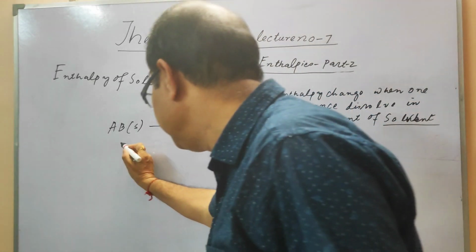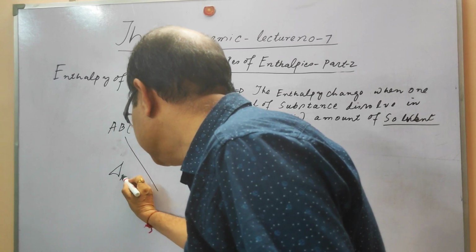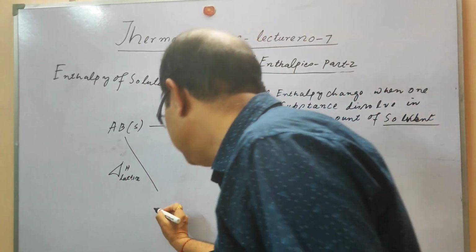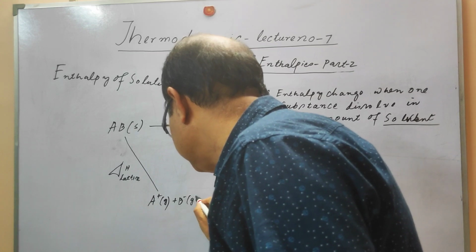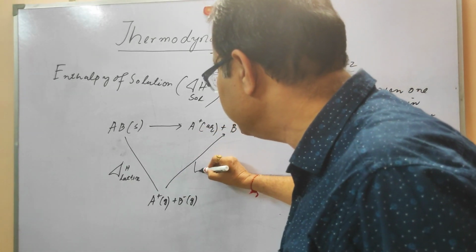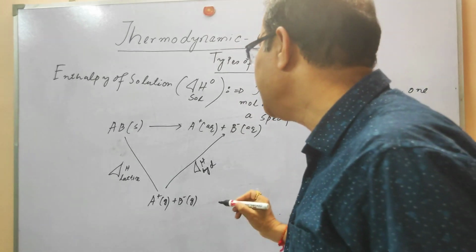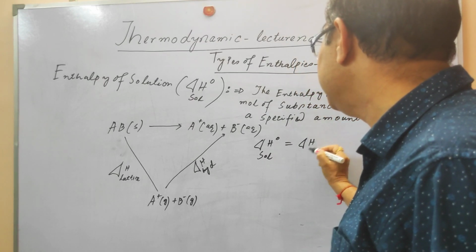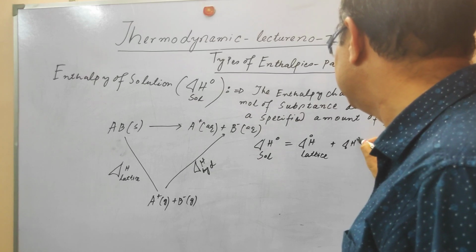So there are two enthalpies associated with the enthalpy of solution. One is the lattice enthalpy. In this, the solid will first be converted into gaseous ions. And again these gaseous ions will be solvated, hydrated in water, and at that time there is another type of enthalpy, called the enthalpy of hydration. So we can write the enthalpy of solution is basically the lattice enthalpy plus the enthalpy of hydration.